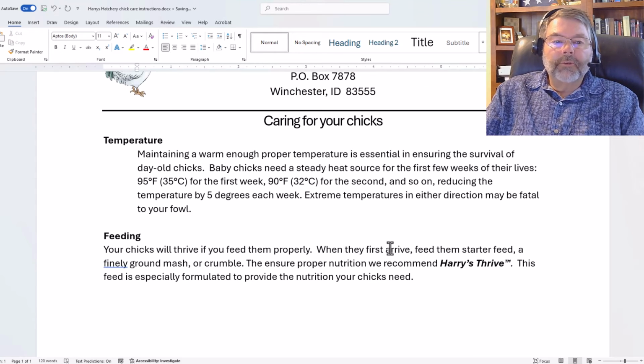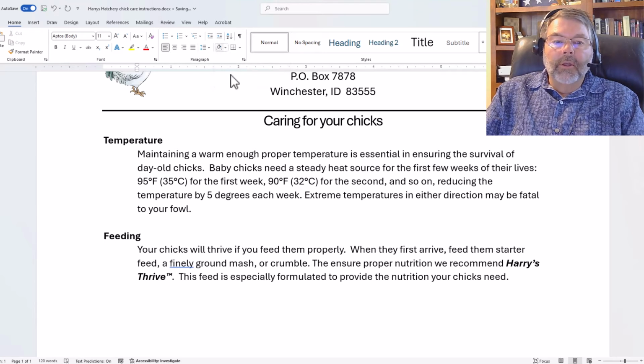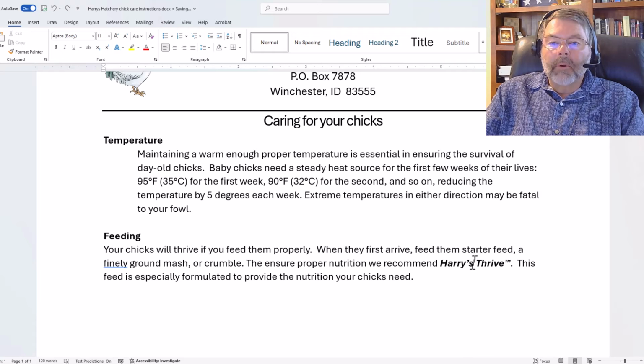All right, let's show you the same thing with a non-breaking space. So we move in now to the feeding paragraph, and we have Harry's Thrive down there. Let's just see what happens if we also increase the indent there. Notice what happened in this case. Harry's Thrive broke. But because that's something that he has trademarked, he wants to keep the name together. He doesn't want it to break up on different lines. So we'll undo that, and we'll put in a non-breaking space for Harry's Thrive.